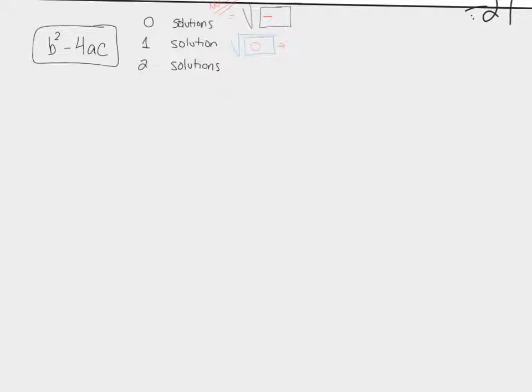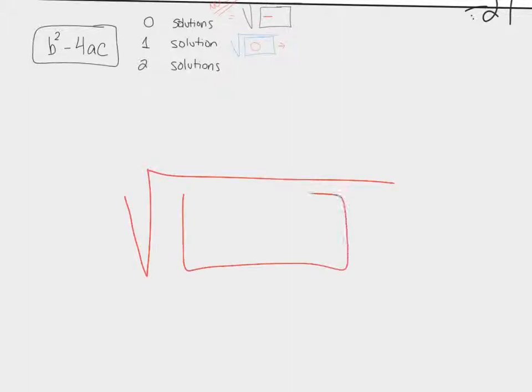And then on the last line, the square root of any other number, if it's a positive number, will always give you a positive and a negative. So that is two solutions.